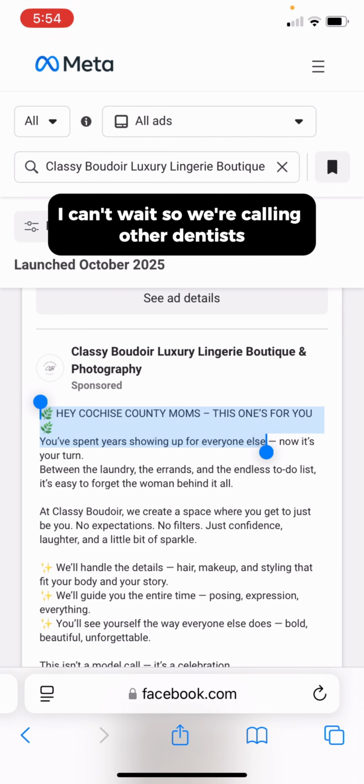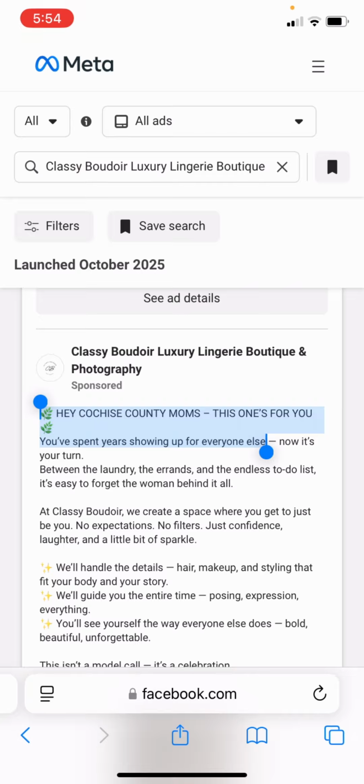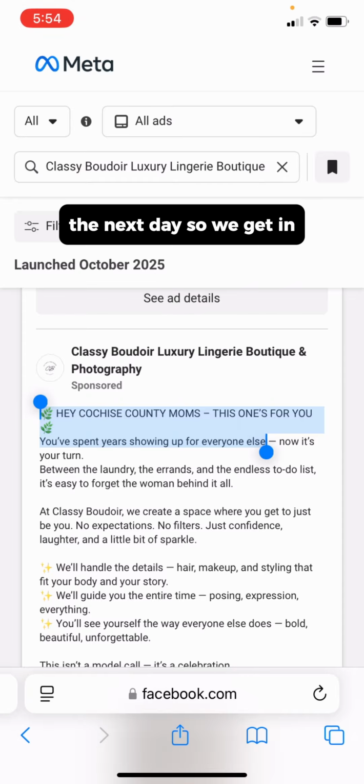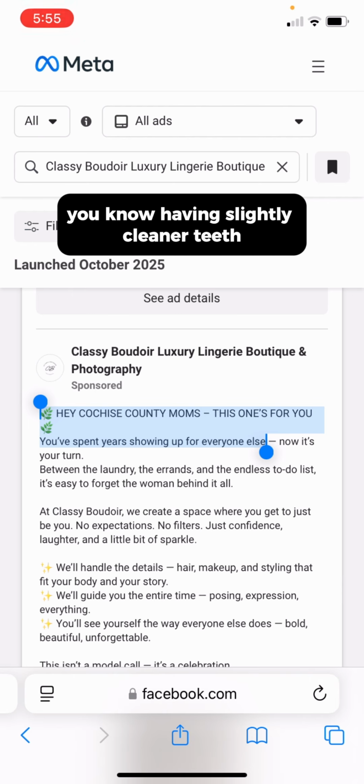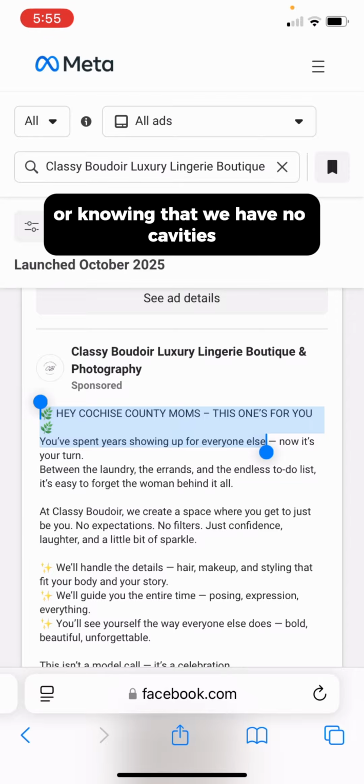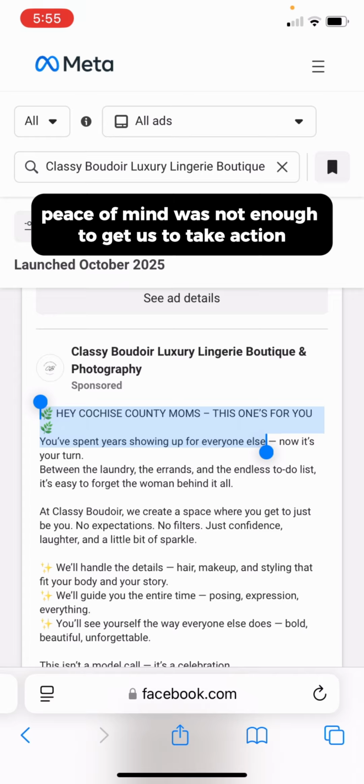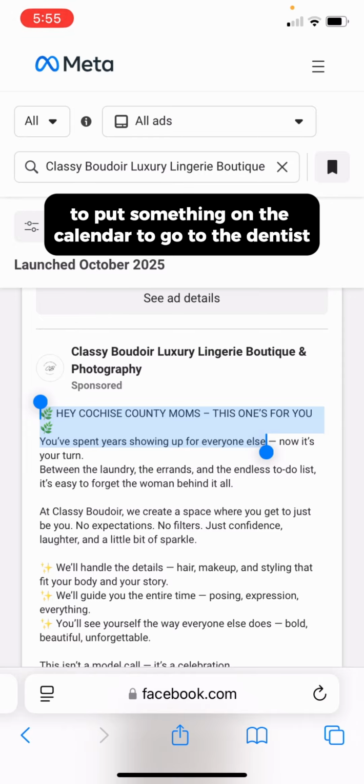So we're calling other dentists. We finally find one to get us in tomorrow, the next day. So we get in, solve that tooth pain, get that cavity filled, and whew, back to normal. But guess what? For like 15 months, 15 months times 30 days, so basically 500 days, the little bit of pleasure or gain of having slightly cleaner teeth or knowing that we have no cavities, peace of mind, was not enough to get us to take action to put something on the calendar to go to the dentist.